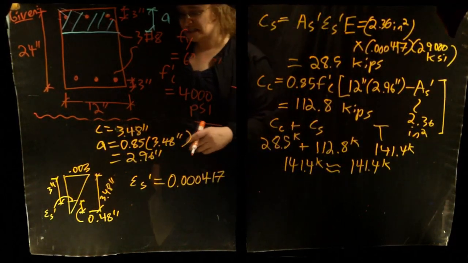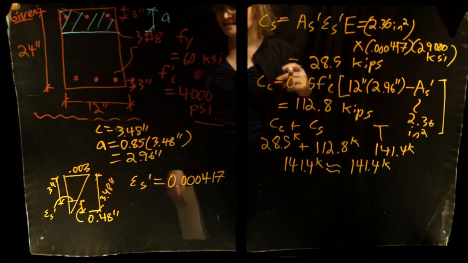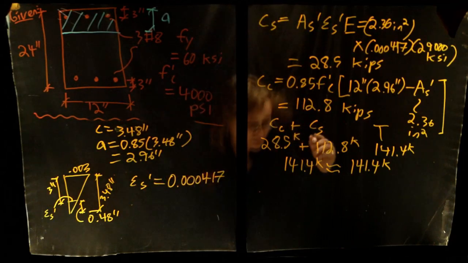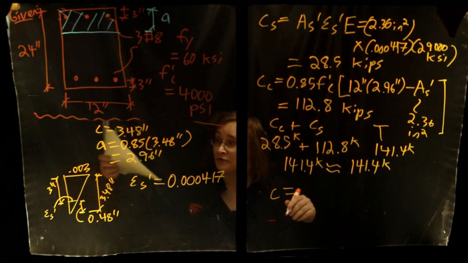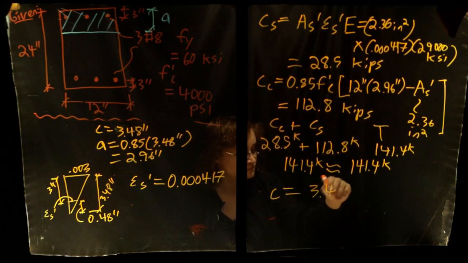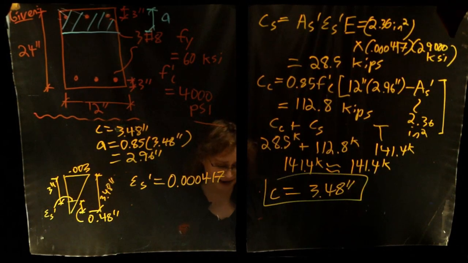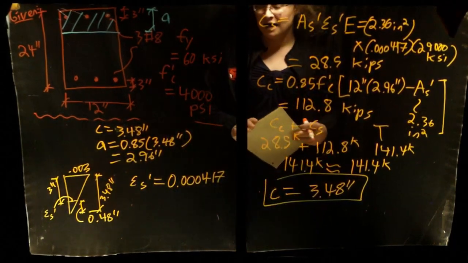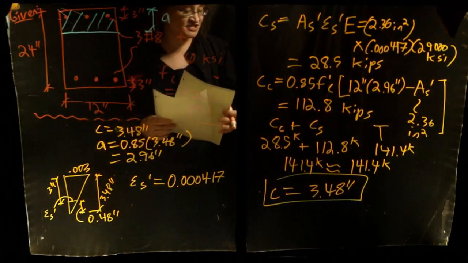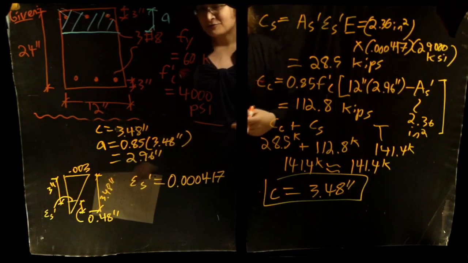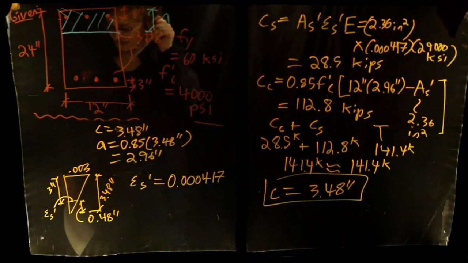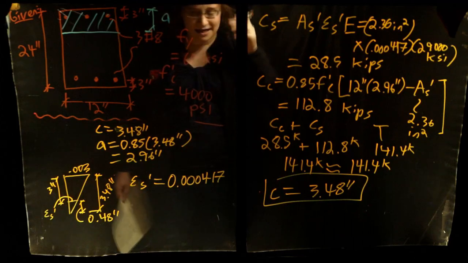So after a long series of iterations, we arrive that in fact, yes, the neutral axis depth, C, is equal to 3.48 inches. And we will use this and our other forces in the next step where we actually calculate the moment capacity. You could calculate the moment capacity at each stage of iteration if you wanted to, but really there's no point unless you're doing that as part of a computer tool. It's just extra work.